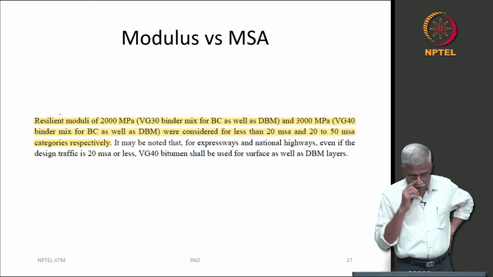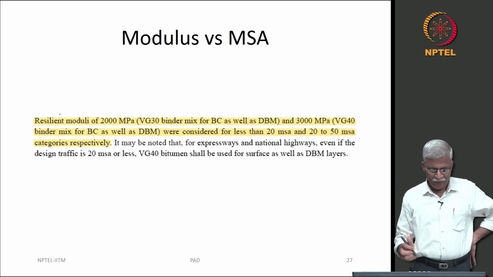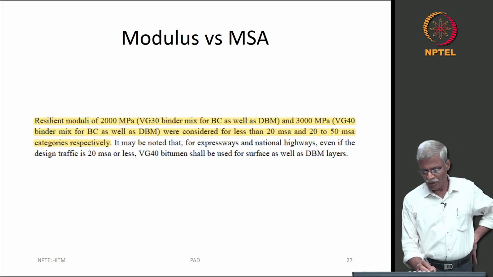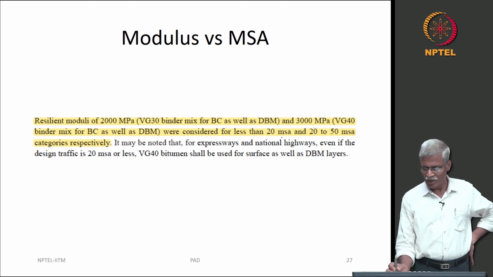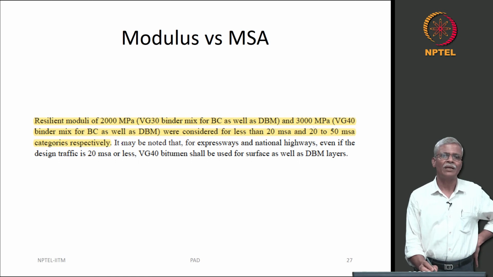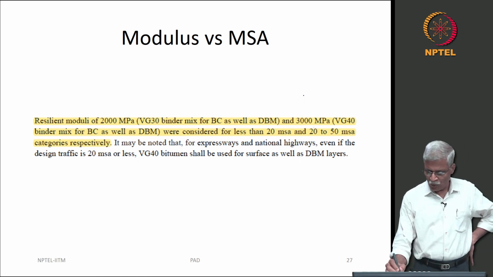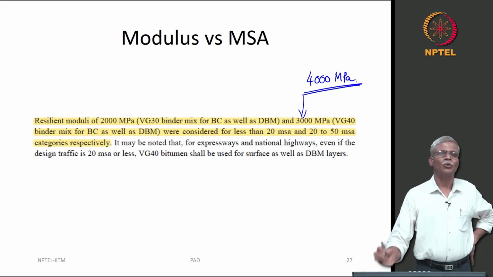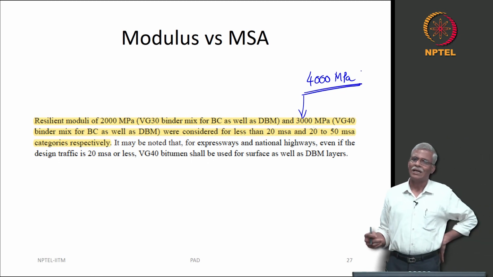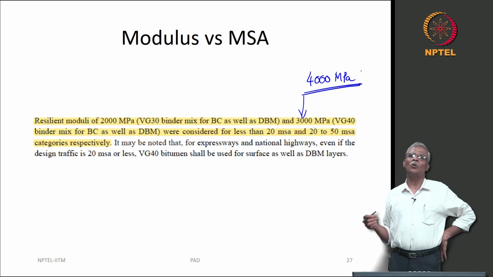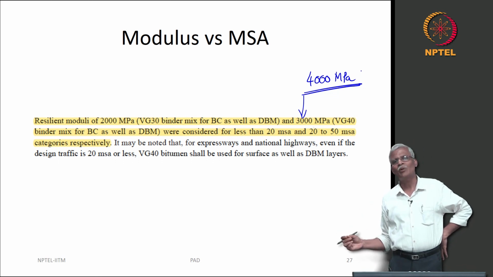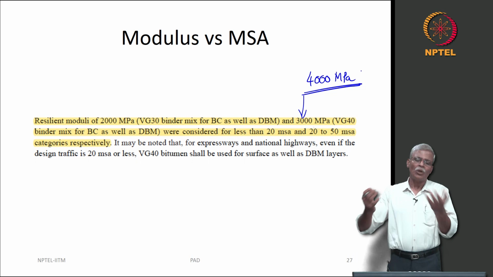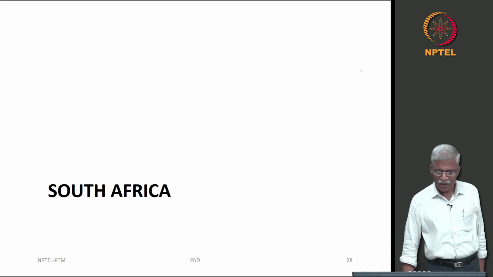And it will also be noted that resilient modulus of 2000 MPa and 3000 MPa were considered for less than 20 MSA and 20 to 50 MSA categories respectively. So now for your location, if this is 4000 MPa, what should you do? Because this is a design guideline, they would like to give you a worst case scenario, but you do not want to really work on that, you want to do something more. So how do we really do that?